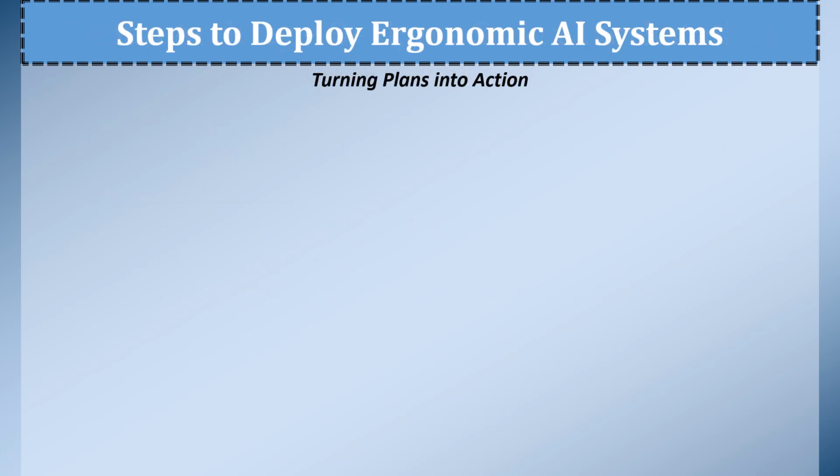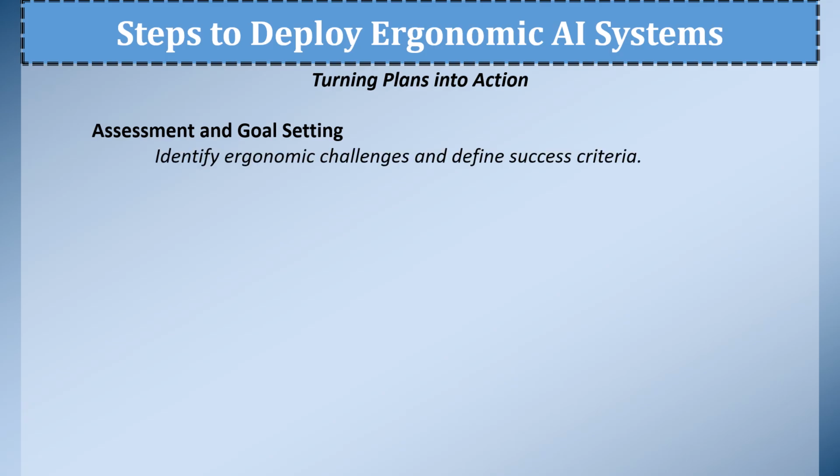Steps to deploy an ergonomics AI system. Turning plans into action. Assessment and goal setting. The first step is understanding current ergonomics challenges and defining what success looks like. This could involve employee surveys, injury data review, or observing workflow inefficiencies that AI could address.